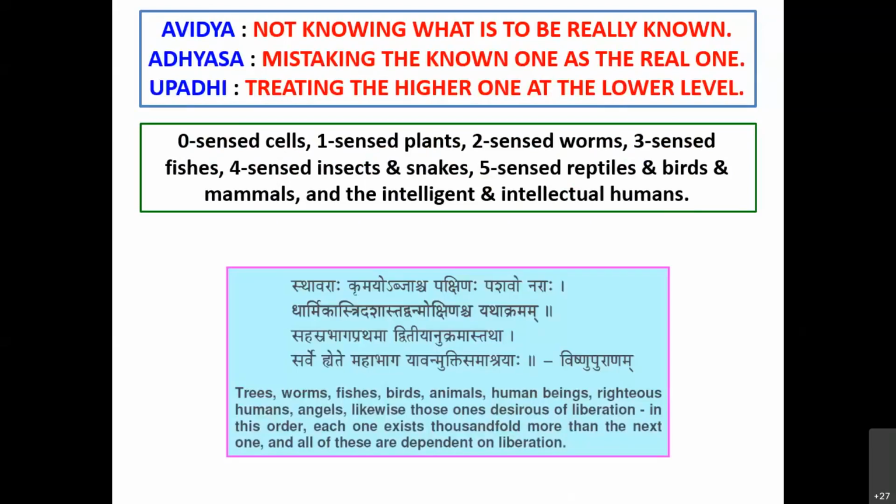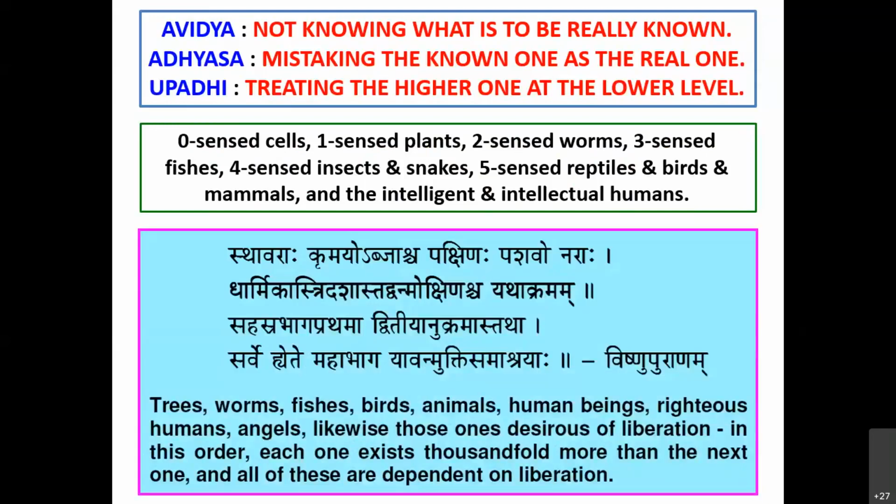Sthavaraha, Krimayobjascha, Pakshinaha, Pashavo Naraha. धार्मिकास्त्रिदशास्तद्वन्मोक्षिणश्च यथाक्रमम् सहस्रभाग प्रथमा द्वितीयानुक्रमास्तथा सर्वे ह्येते महाभागा यावन् मुक्ति समाश्रयाः. This is told in Vishnu Puranam. Trees, worms, fishes, birds, animals, human beings, righteous humans, angels, likewise those who desire of liberation. In this order, each one exists thousandfold more than the next one, and all of these are dependent on liberation.